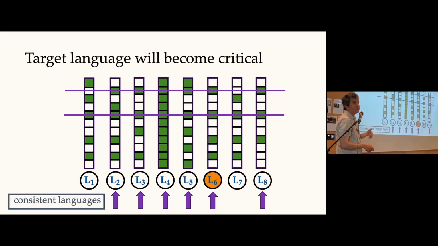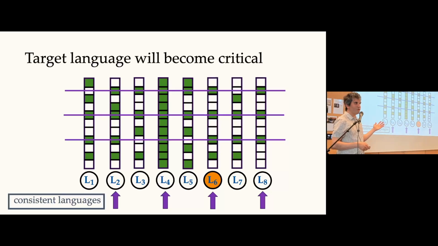At some point, we will see those elements. In fact, at the very next step, we see this element, which belongs to L6, but doesn't belong to L3 and L5. So L3 and L5 get knocked off the list of consistent languages. Every language that precedes L6, that's not a superset of L6, will eventually get knocked off the consistent list. And when that happens, for all these languages, L6 will indeed become critical.